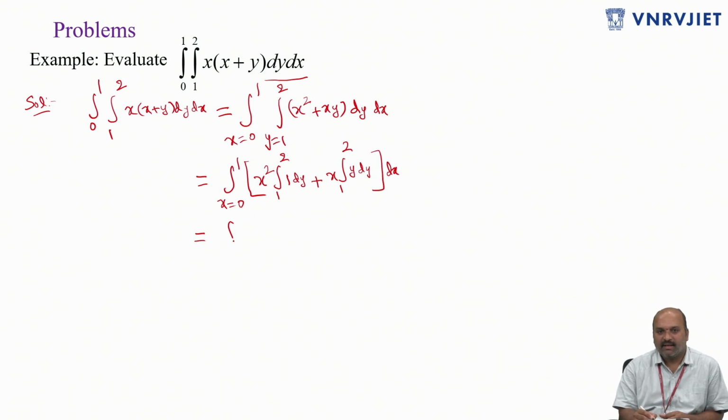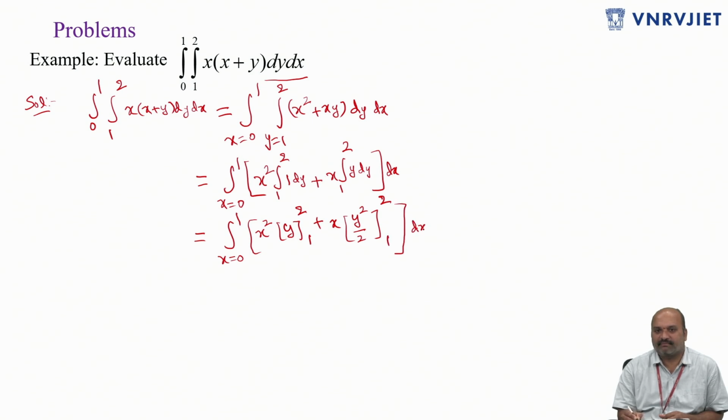This is equal to, now integral x varies from 0 to 1. Now see, this is x square. Integral 1 dy is y. Apply the limits, upper limit 2, lower limit 1, plus x into integral y dy. Integral y dy is y square divided by 2. So upper limit 2, lower limit 1. And finally with respect to x.